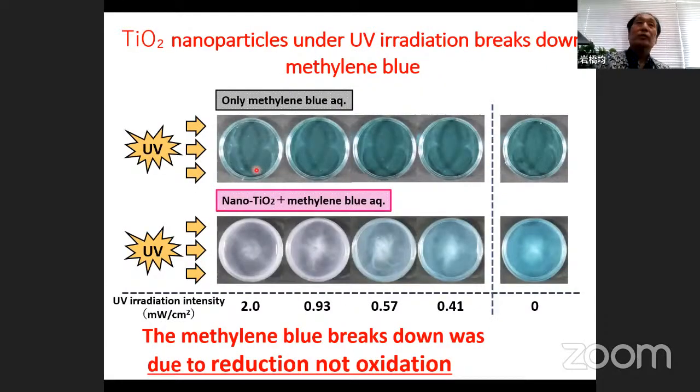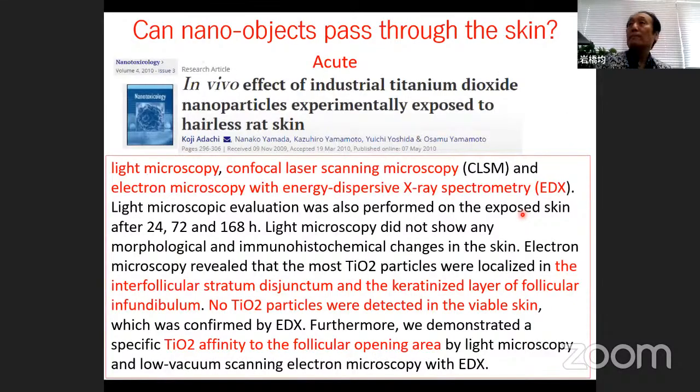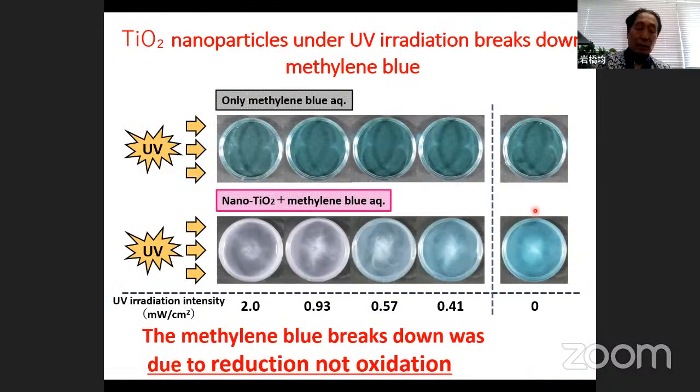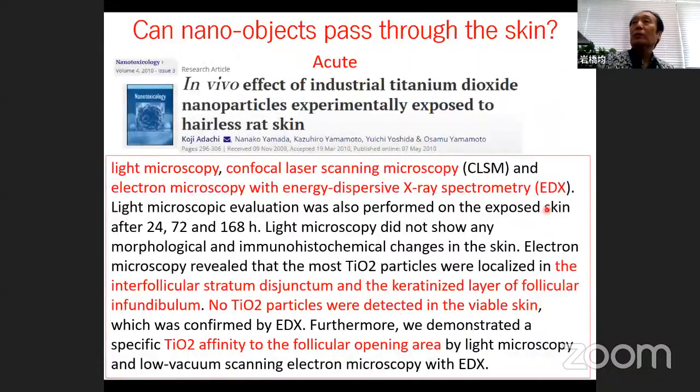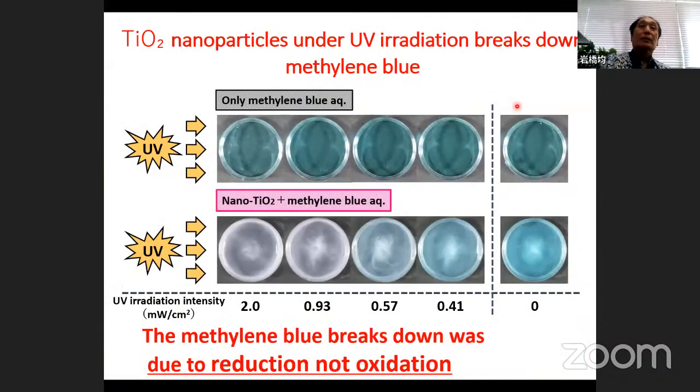And I showed you methylene blue was broken, but indeed, the methylene blue has broken down due to reduction, not oxidation, indeed. Yeah. Next will be complex, and I will not talk about it as time is coming. Okay? That's all. Thank you.